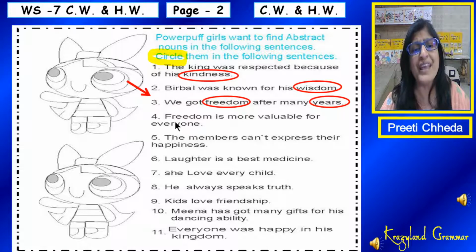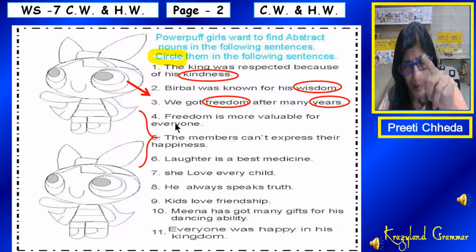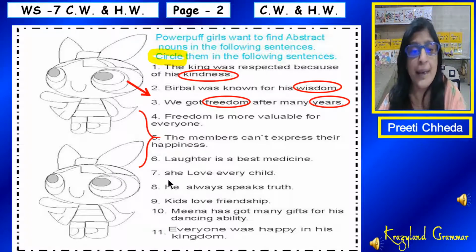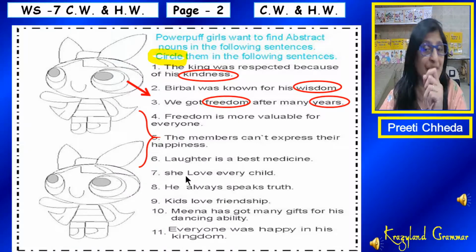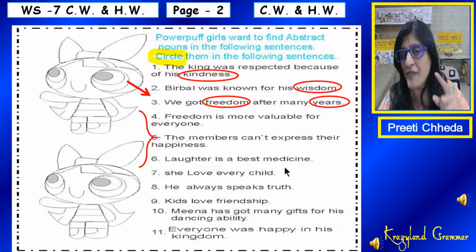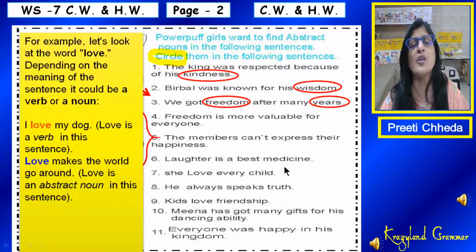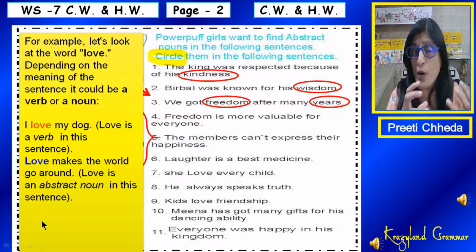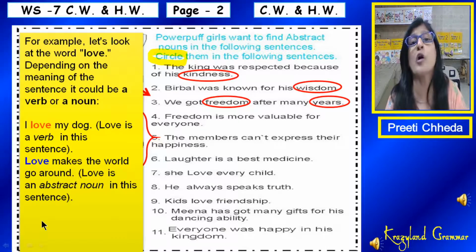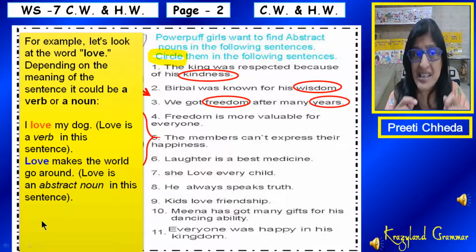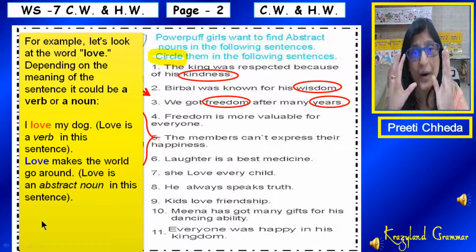Now 4, 5, and 6, you will do it as your homework. Check word by word. And let me explain number 7. She loved every child. I have already explained, and let me tell you once again, the words love, sleep, or taste. There are a few words which can act as a verb and also as a noun. Now let us have the example and look at the word love.